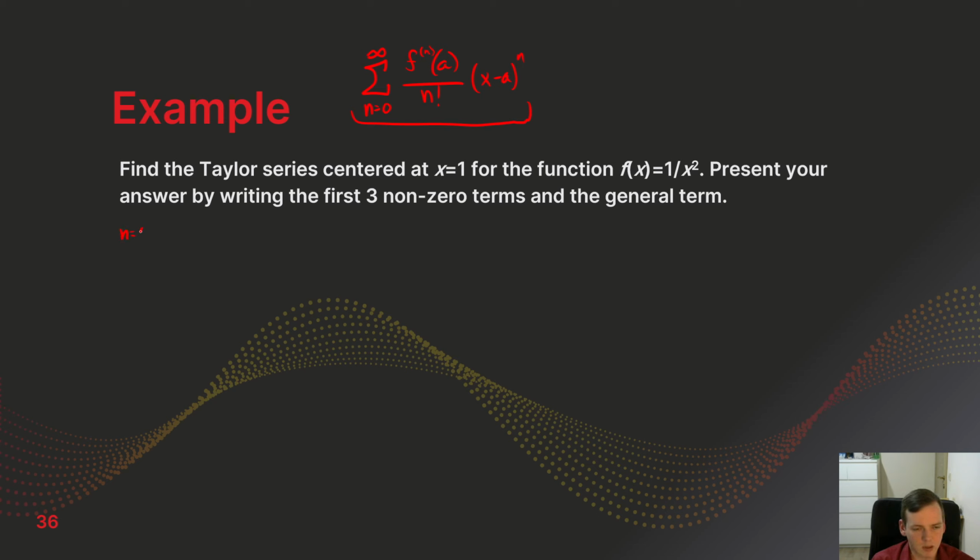For n equals 0, let's write out some of our derivatives. That'll help us. So f of x equals 1 over x squared. F prime of x is the derivative of that. I'm going to write it as x to the -2 because that's going to be easier to work with. The derivative will be -2x to the -3. F double prime of x is equal to 6x to the -4.